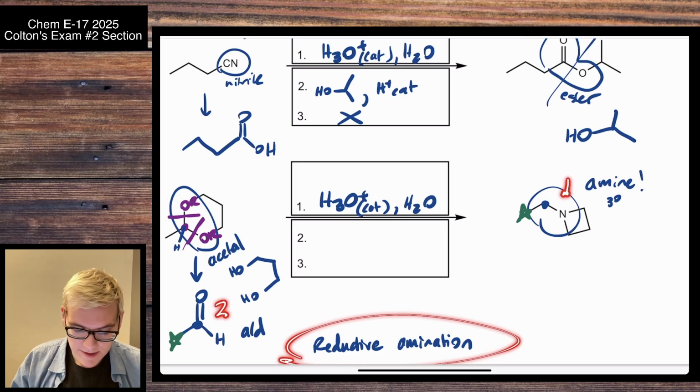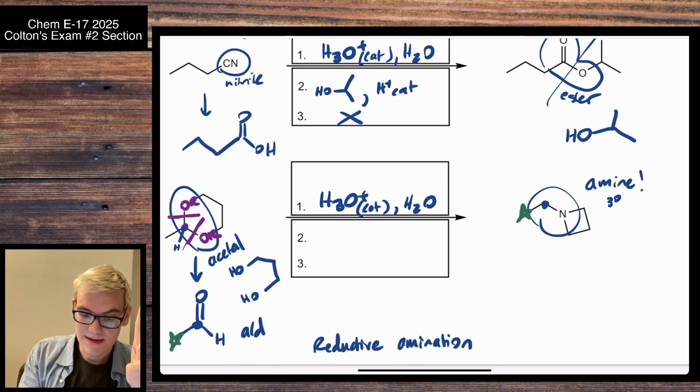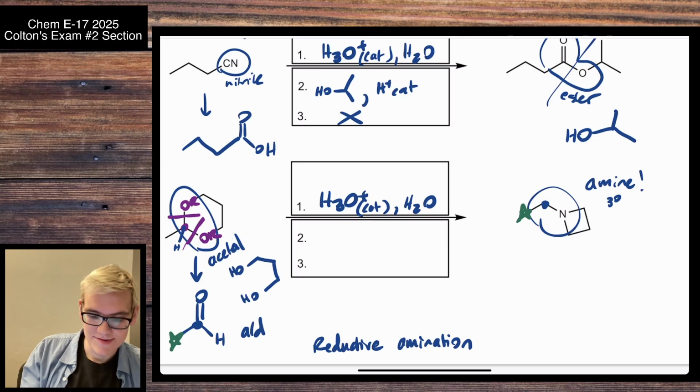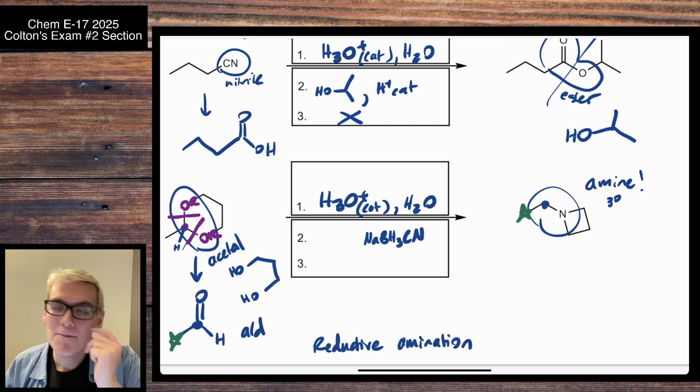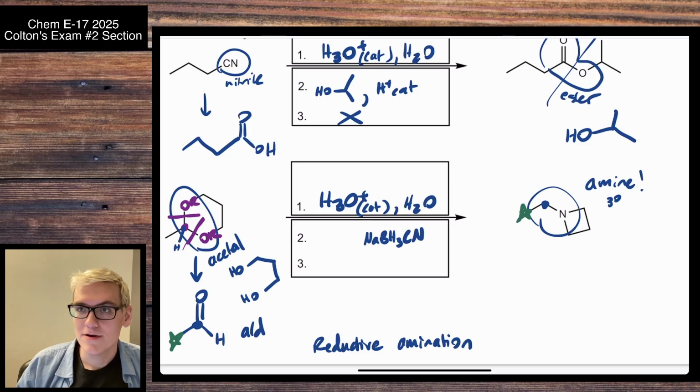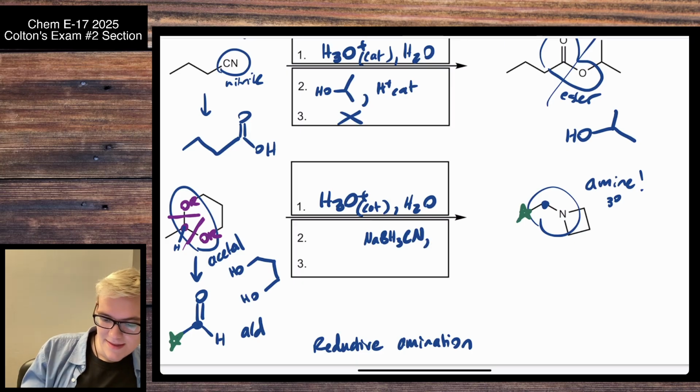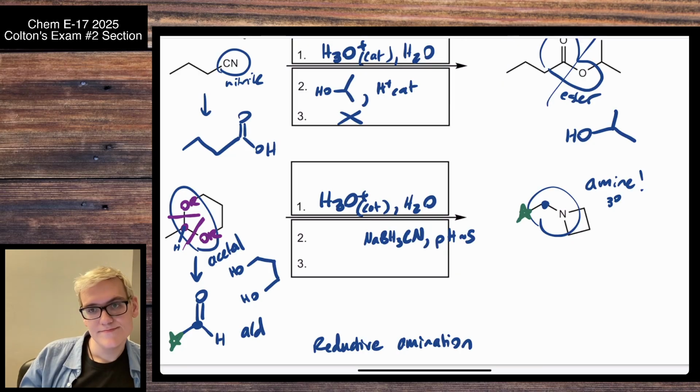So what we need for reductive amination, in addition to an aldehyde, is an amine, and then we need that really special reducing agent that I think I called Softer Boy in my section video, NaBH3CN. And this is a more mild form of NaBH4 that will only react with iminiums. And then we also want to have this at a pH of about 5. So the only question is, what's our amine?